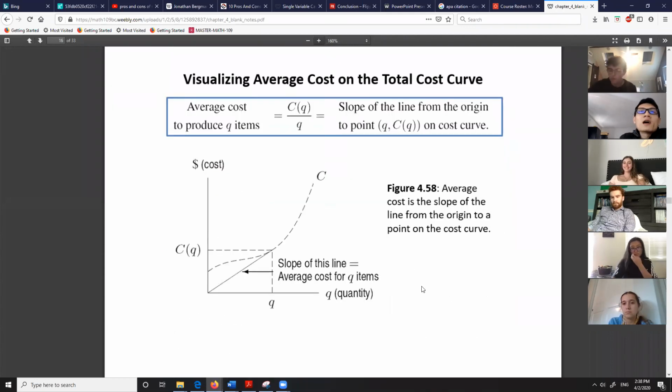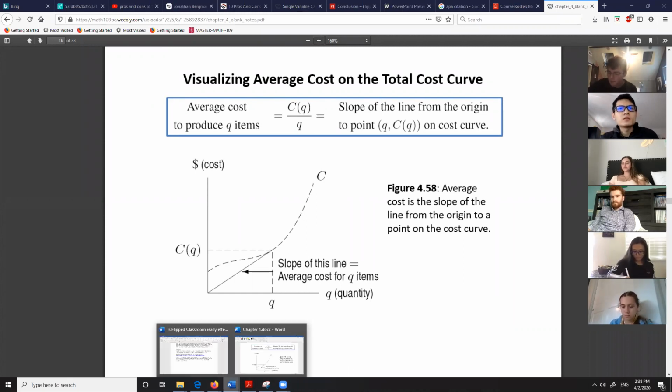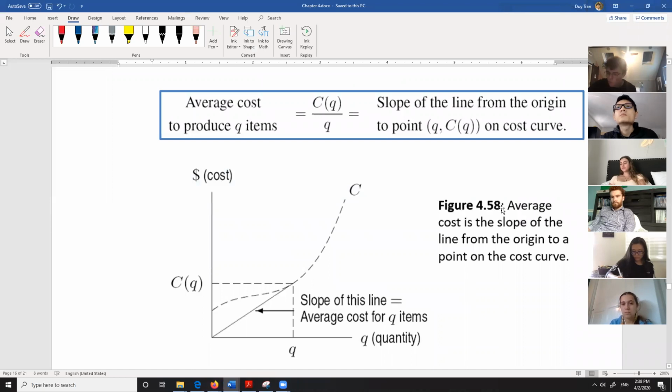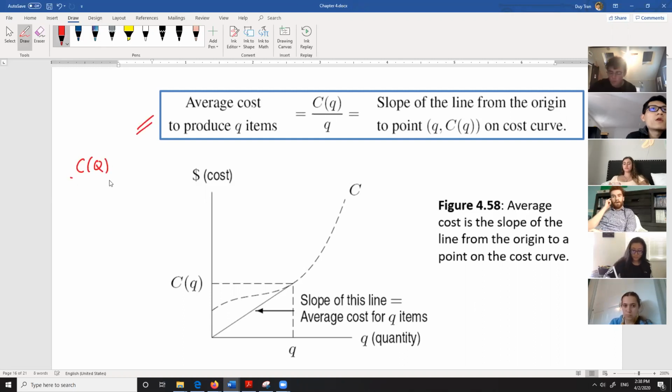Okay. How do we visualize the average cost on the total cost curve? Let's get back here. We know that the average cost is equal to C of Q divided by Q. Now I can rewrite it this way: C of Q minus 0, divided by Q minus 0. If I subtract 0, nothing changes, I still get the same expression.